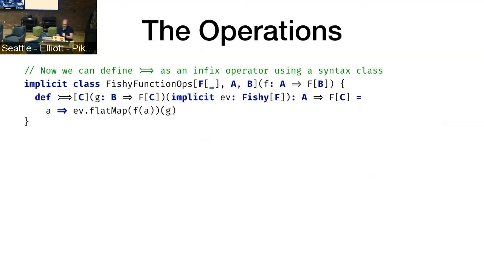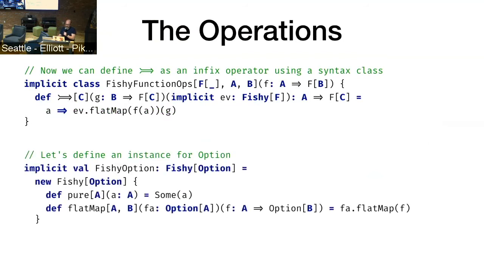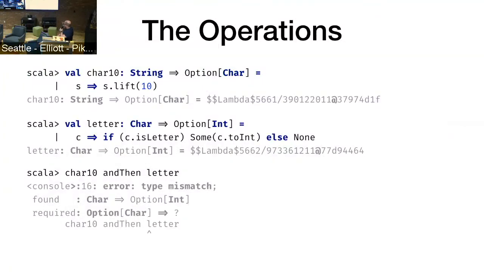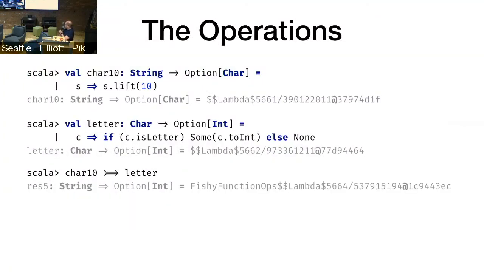Okay. So now we have that as syntax, and we can define a Fishy instance for Option. So pure of A is just Some A. We'll just take a pure value and turn it into an option that computes that pure value. And then flatMap, we'll just delegate to flatMap in the standard library for now. And now char 10 and then letter doesn't type check, but char 10 fishy letter does type check.